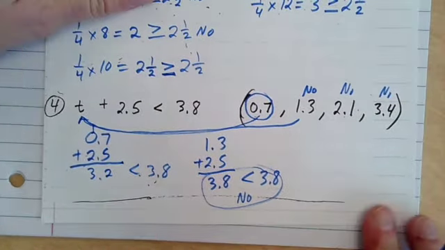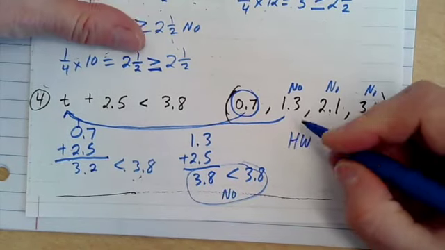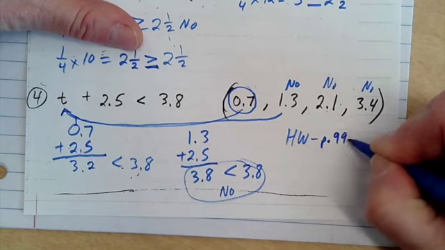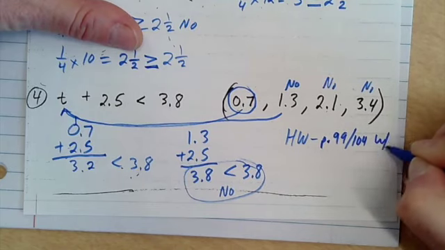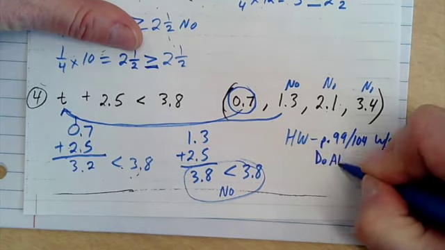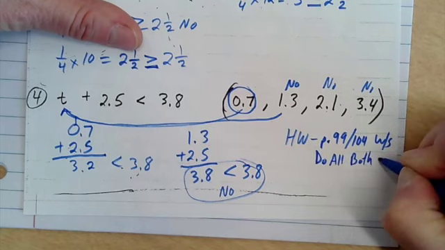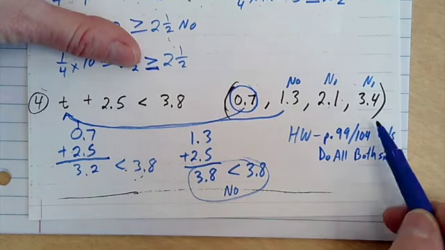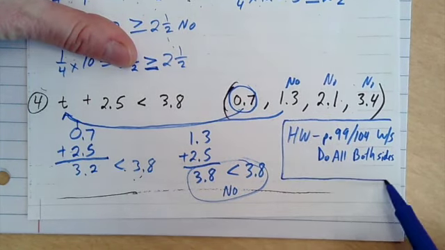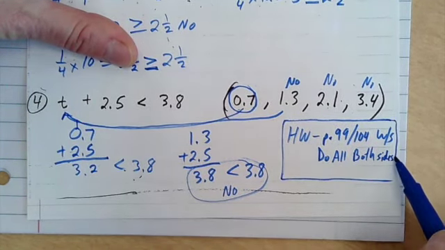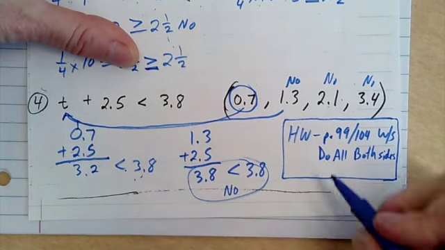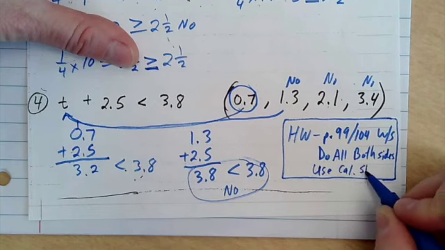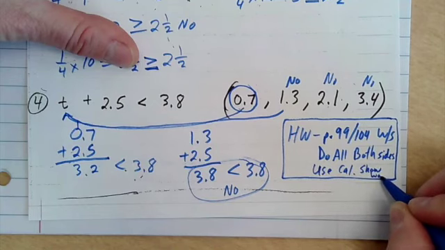So your homework, after doing these 3 pages of notes, is page 99 and 104 for the worksheet, and you are going to do all on both sides. And there's a lot that goes with this, so you need to look back at these 3 pages of notes to help you do all with both sides. And again, you can use a calculator, but you need to show your work.